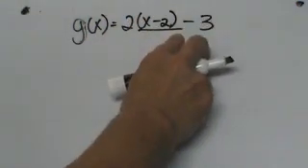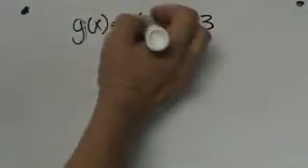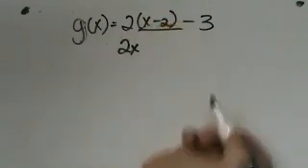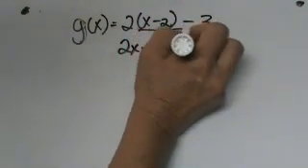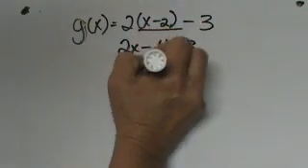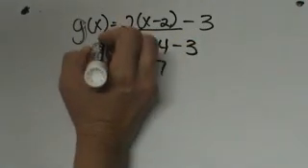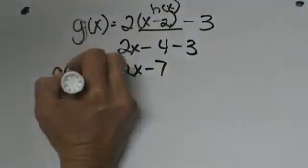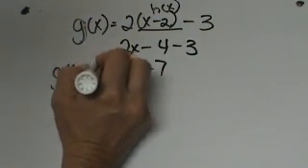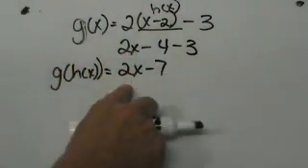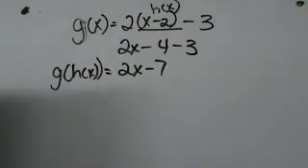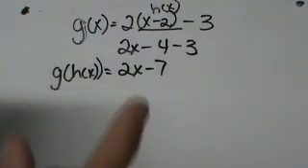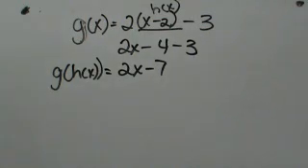Now notice that's a binomial, so what am I going to have to do? I'm going to have to distribute. So that's going to be 2x minus 4 minus 3, or 2x minus 7. So that means my g of h of x function is simplified down to 2x minus 7. Okay, so that's how we put together and find that composite function.